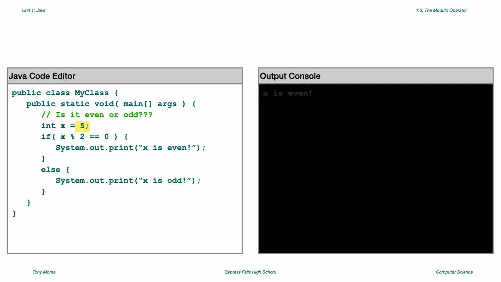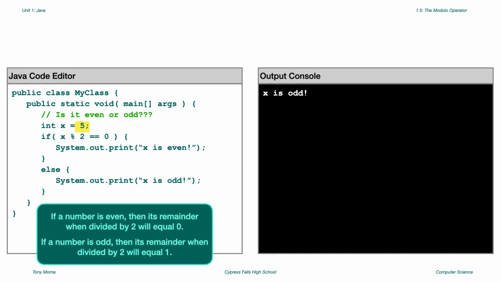Now suppose instead x was set equal to 5. We know that 5 is not an even number. Moreover, we know that if we were to divide 5 by 2, we would not get a remainder of 0. We would have a remainder of 1. Thus, in this case, the Boolean condition would evaluate to false, and the else condition would execute. We would get x is odd as our output. In summary, if a number is even, then its remainder when divided by 2 will equal 0. If a number is odd, then its remainder when divided by 2 will equal 1.